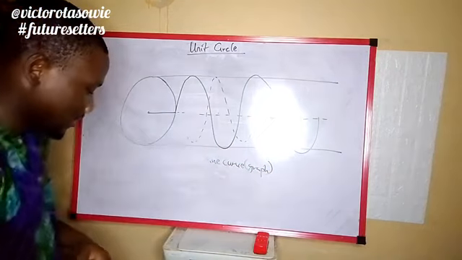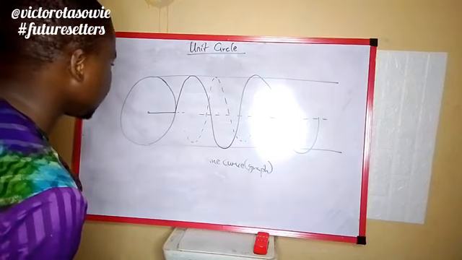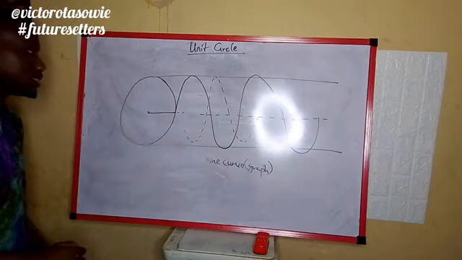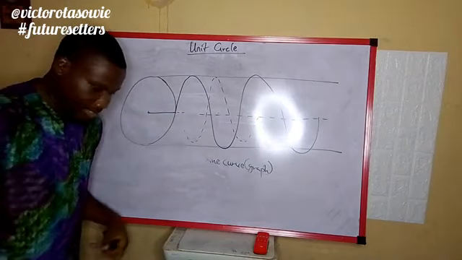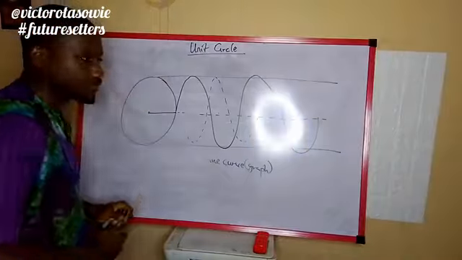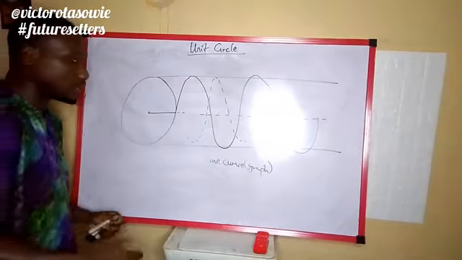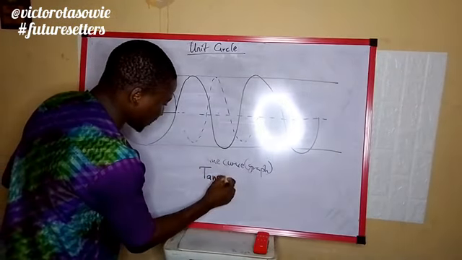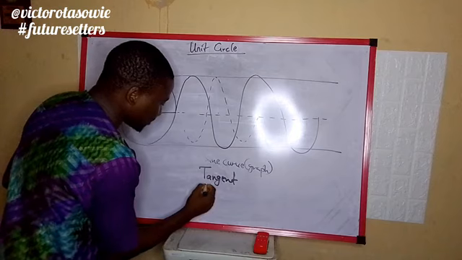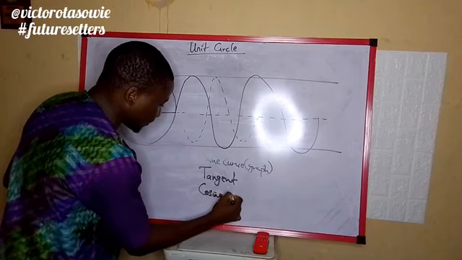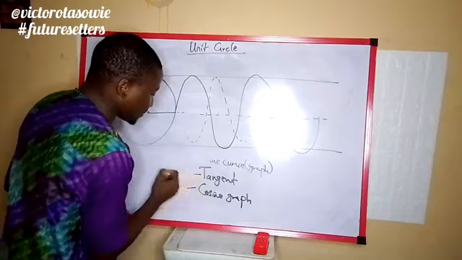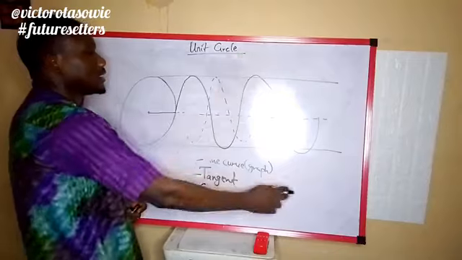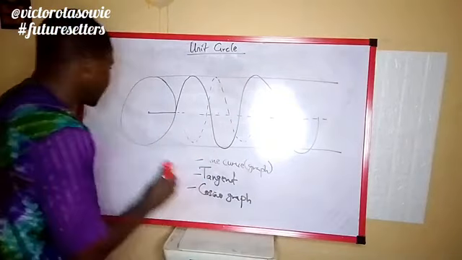Now, this part has to do with the sine graph, while the second part has to do with the cosine graph. So we have two graphs, the sine graph and the cosine graph, and we also have the tangent graph. So we have the sine, the cosine, and the tangent. We are going to take it bit by bit. This is the first thing you need to take note of. This is the sine graph, and this other one is the cosine graph.